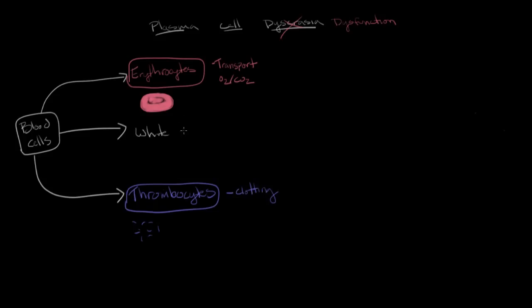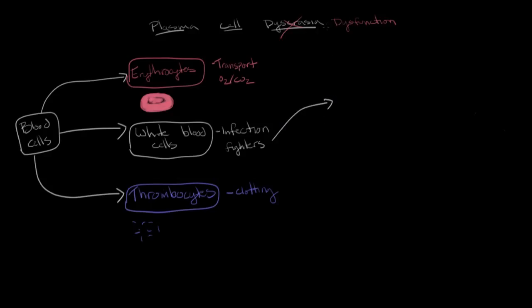And then the other major type of blood cell is white blood cells. White blood cells are kind of like the infection fighters of the body. But unlike erythrocytes and thrombocytes, which are a specific cell type on their own, white blood cells are more of a group of a bunch of different types of cells, and they can be further split into two categories. These are the myelocytes, which include cells like basophils, neutrophils, and eosinophils, as well as lymphocytes. These include things like T cells and B cells, as well as our plasma cells.